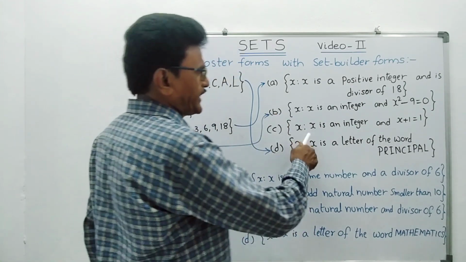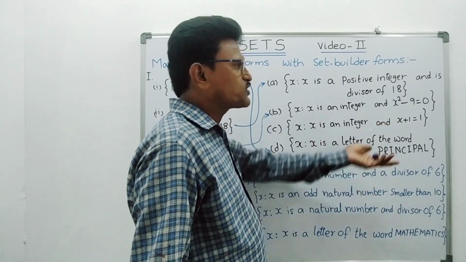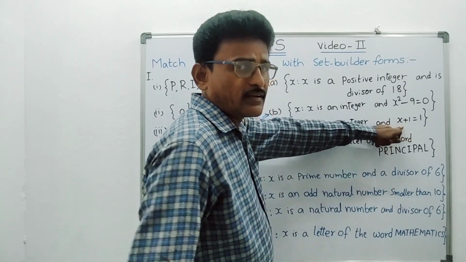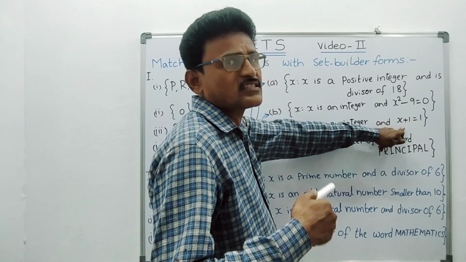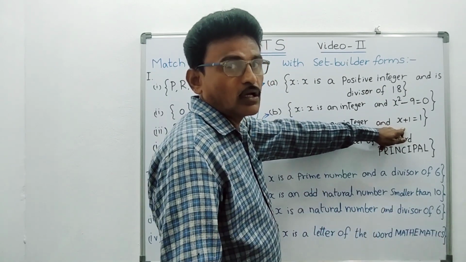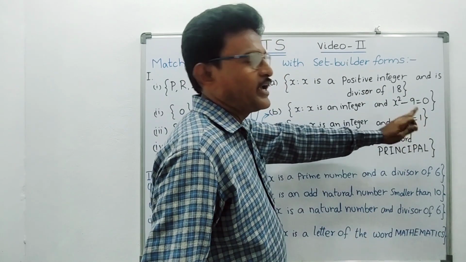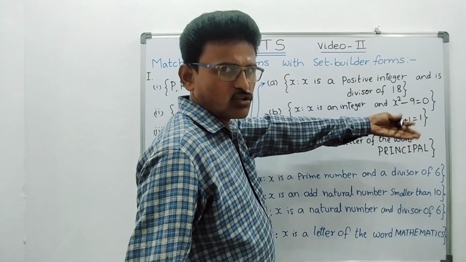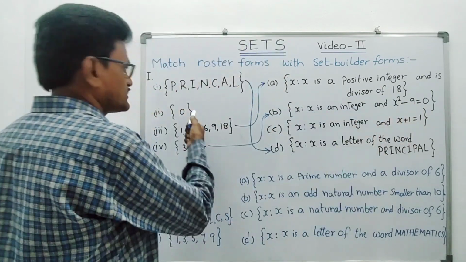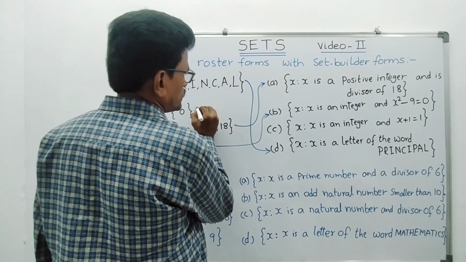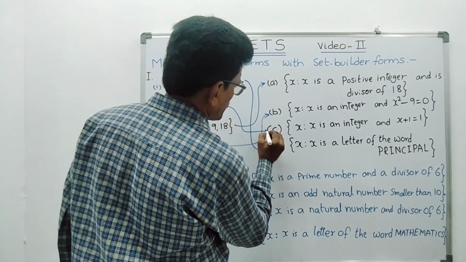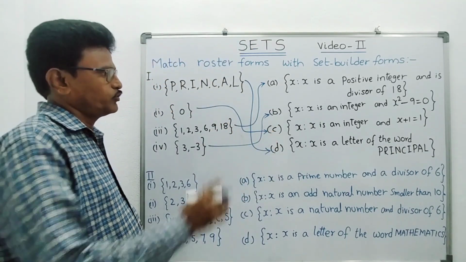Now here, x is an integer and x plus 1 equal to 1. Here we can use the trial and error method. We know x is 0, since 0 plus 1 is 1. Or by the transposing method, x plus 1 equal to 1, x equal to 1 minus 1, so 0, x is 0. So join this with C.